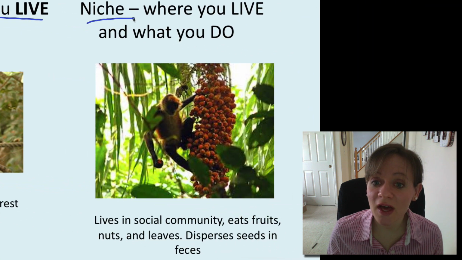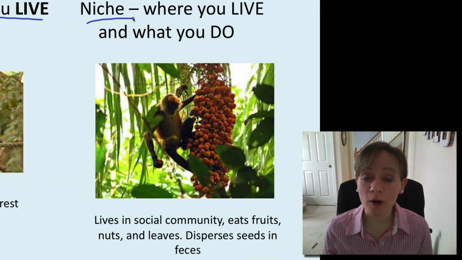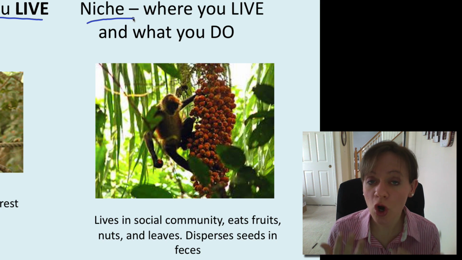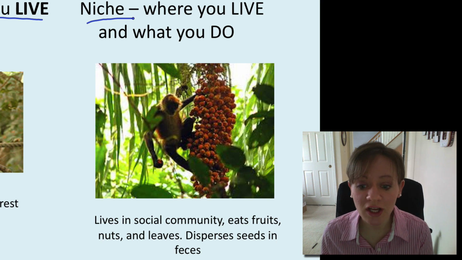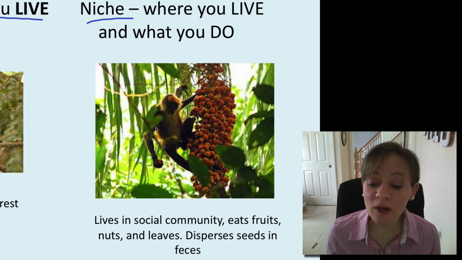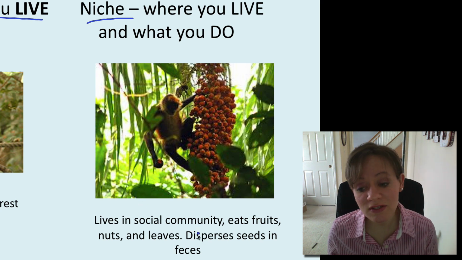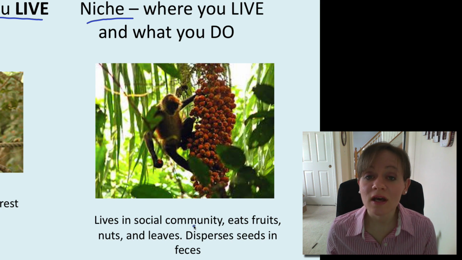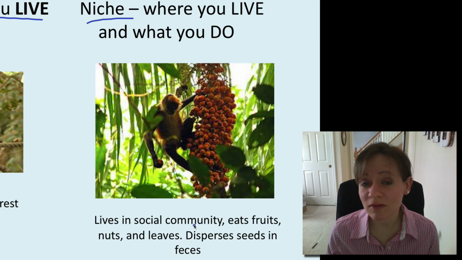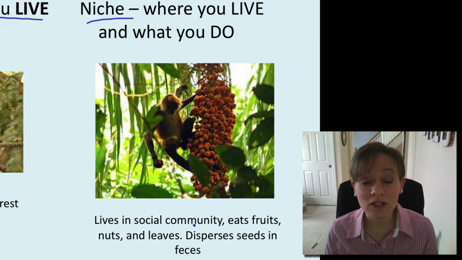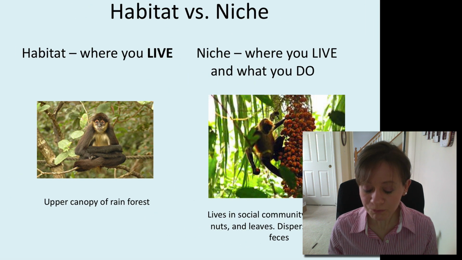But niche, on the other hand, is a little bit more. It's not only where you live, but it's what you do. So it's like your home address and it's your profession. So in the case of the spider monkeys, yes, they live in the upper canopy, but they also have a highly social community. They eat fruits, they eat nuts and leaves, and they disperse these seeds through their feces. So they do play a very important component in the ecosystem by sort of dispersing those seeds elsewhere.